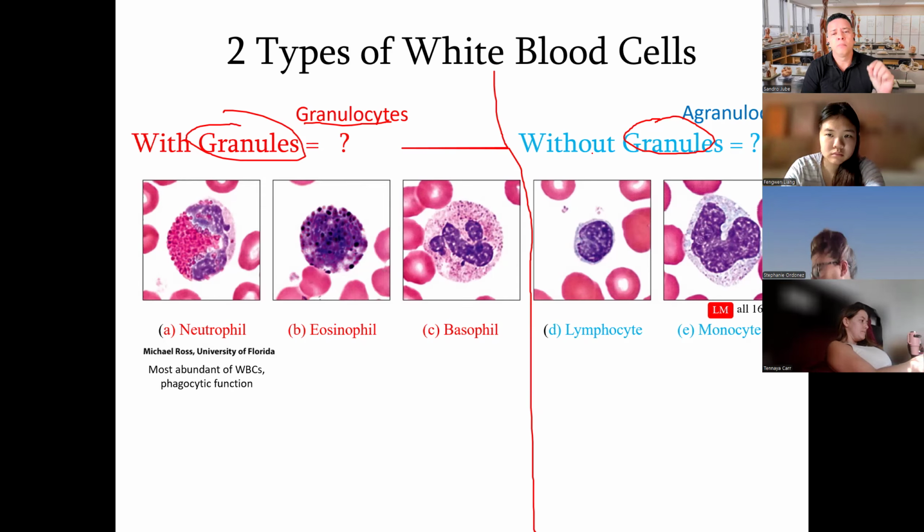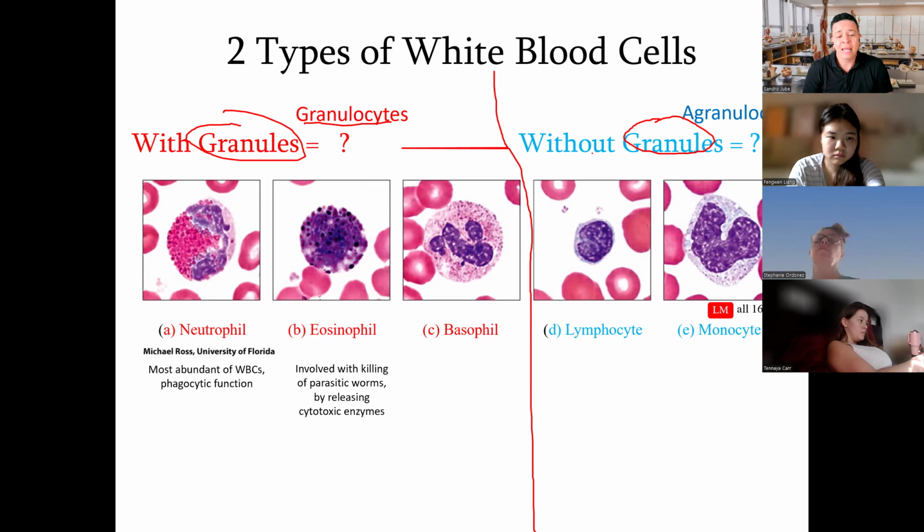Neutrophils are the most abundant white blood cells in our blood. Most abundant. And the function of the neutrophils is that they are phagocytic cells. Remember what a phagocyte is? Phagocytes engulf other cells, they take them inside and destroy them. That's what the neutrophils do. The eosinophils are involved with killing big parasitic worms, like the malaria parasite, for example. And they don't kill by doing phagocytosis. They kill by releasing cytotoxic enzymes that are going to destroy the large parasites.